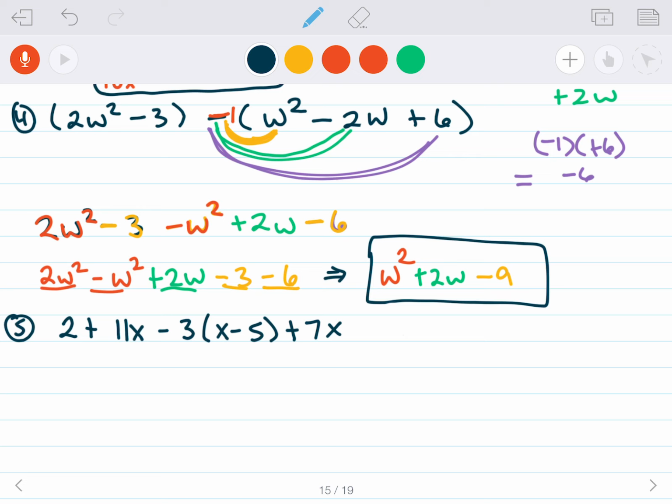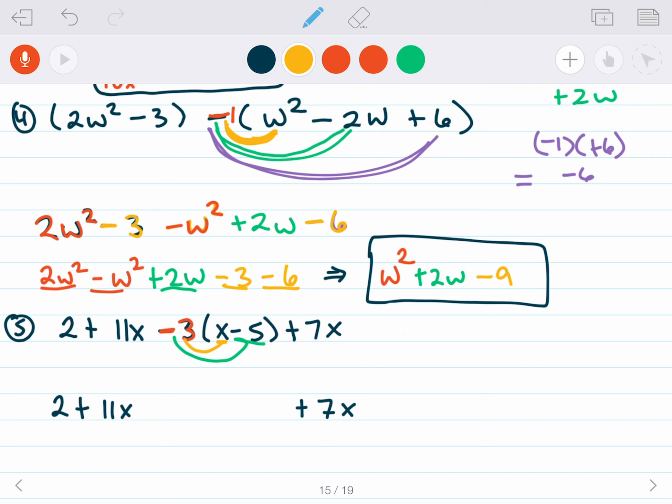Okay, the first thing I want to do is get rid of my parentheses. That's always what you want to do first before you combine stuff. Get rid of the multiplication, okay? And so we have a negative. Don't forget about that negative before you distribute. The -3 is being distributed to the x, and it's also being distributed to the -5. Okay, so to the x, to the -5. So let's carry everything else down. 2 plus 11x plus 7x, and then let's deal with the distributing.